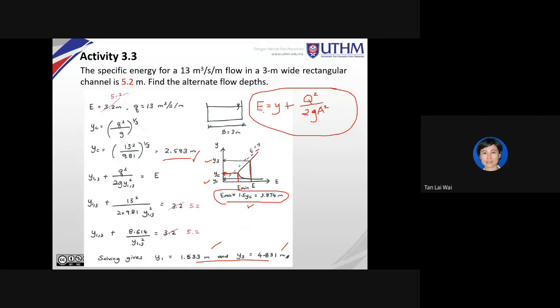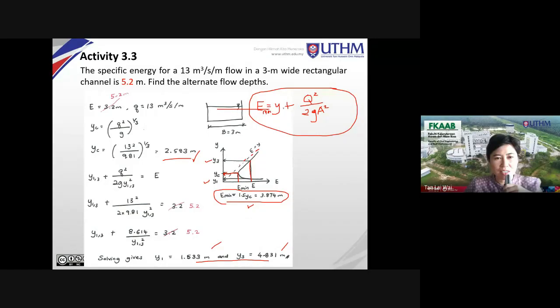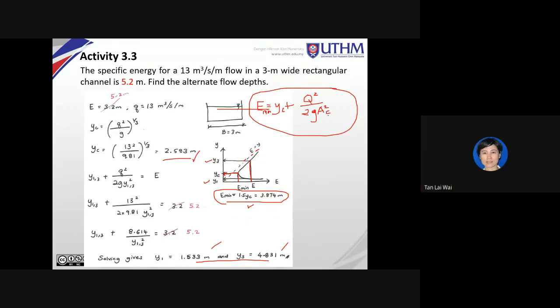So if you want to find E min, this would be yc and this would be Ac, because your flow area is a function of yc as well. Flow area is a function of depth of flow. So if this is in critical state, this will be E min. Clear about that? You have the expression. Everyone clear? Does everyone agree?